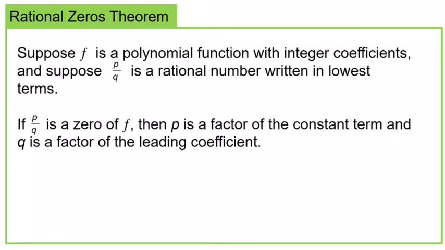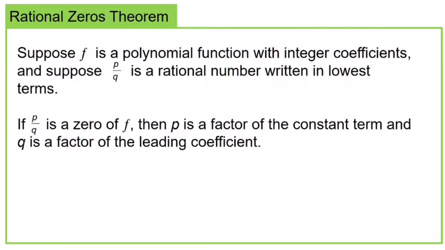Let's read it together. It says, suppose f is a polynomial function with integer coefficients, and suppose p over q is a rational number written in lowest terms. Okay, so we've got a function with integer coefficients, that's our favorite kind, and we've got a number that's a fraction that can't be reduced further than it already is. This says, if p over q is a 0 of f, that means p is a factor of the constant term, and q is a factor of the leading coefficient.